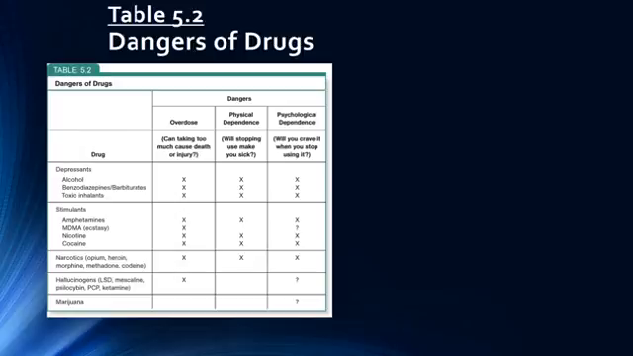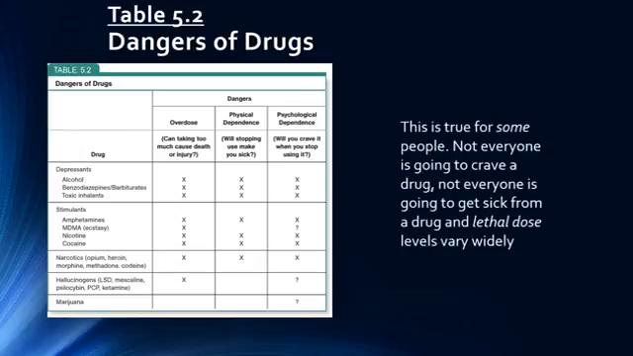Now, this is, I think, taken from the intro-psych textbook I've been using, where they talk about overdose, physical dependence, and psychological dependence for various kinds of drugs. And what I want to make very clear is this is true for some people. Not everyone is going to crave a drug, not everyone is going to get sick from a drug, and lethal doses vary widely.